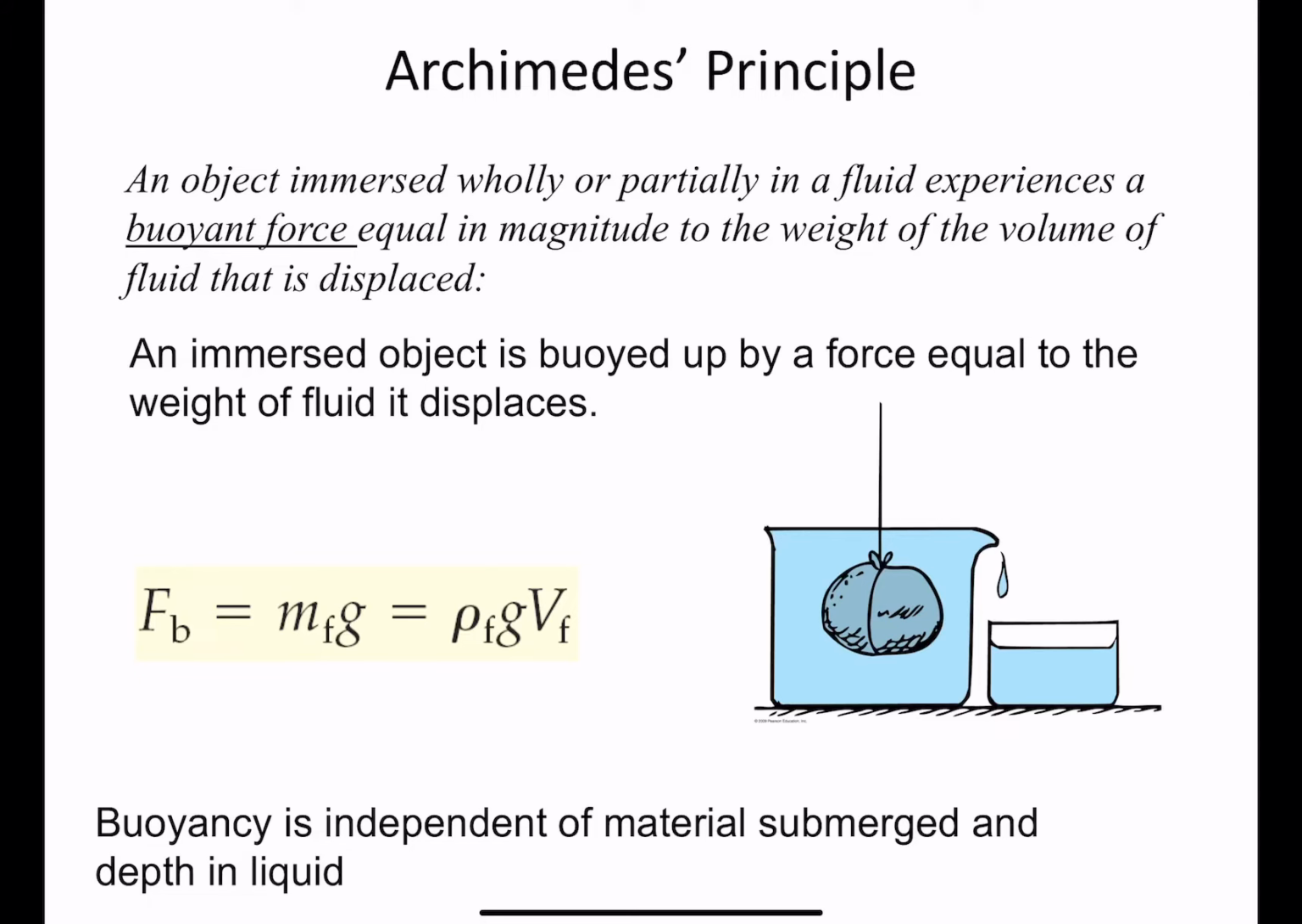And let's say that you are collecting every drop of water that's overflowing. And so you've collected all the overflowed water, all the displaced water in this other container. Now, Archimedes says that if you weigh the displaced water, the weight of the displaced water is going to be exactly equal to the buoyant force felt by the stone.